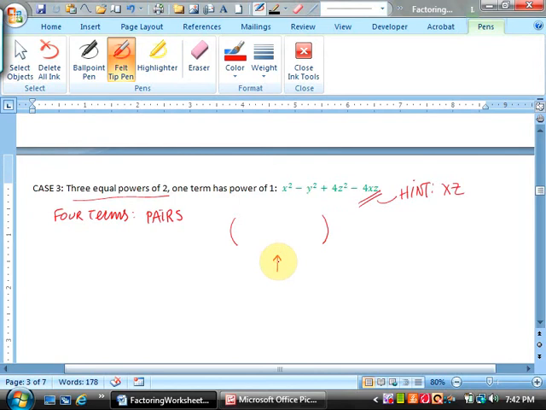Inside these parentheses, only x and z are allowed. Whoever is not x and z has to go out. Well, y has to go out, so minus y squared. Now let's complete the inside. Only x and z. So we have x squared.